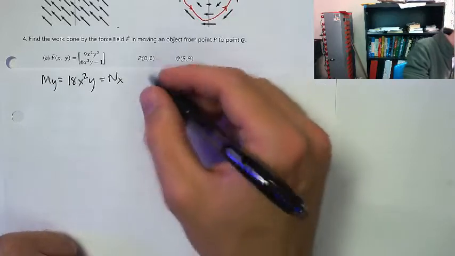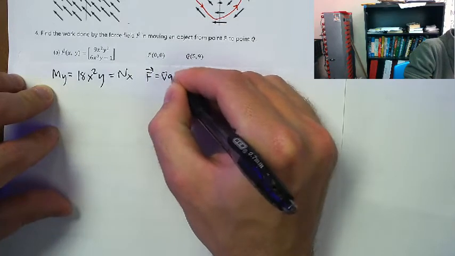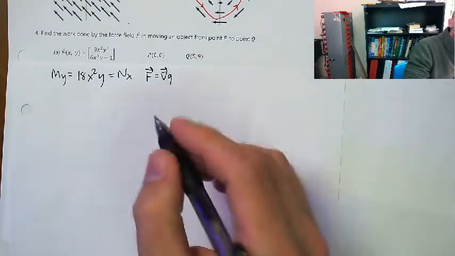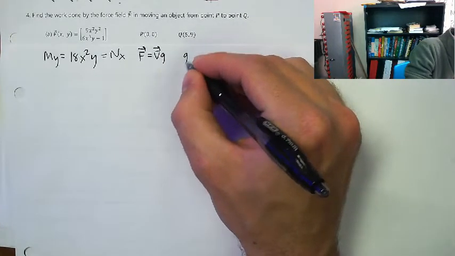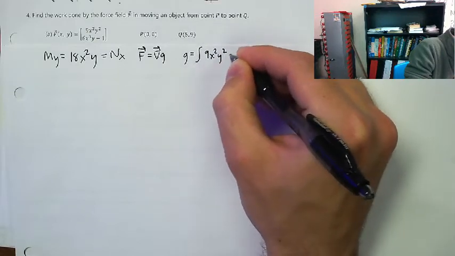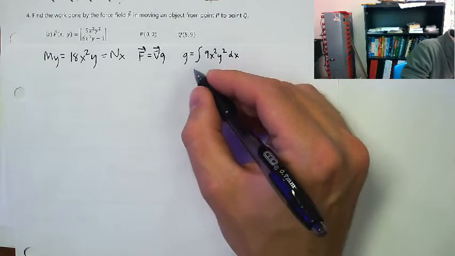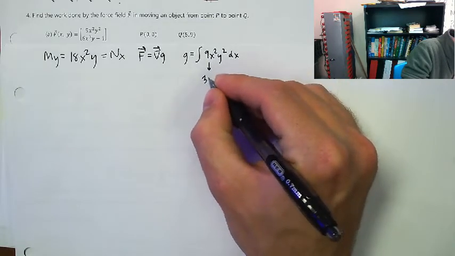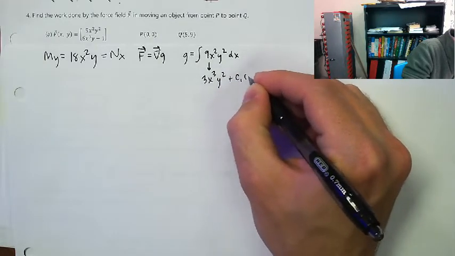Now my job is to find a potential function. So I'm going to say, all right, f is the gradient of function g, which is going to be my potential function, where g is an antiderivative for 9x squared y squared with respect to x. Let's believe that that's going to be, with respect to x, x to the third divided by 3. That would be 3x to the 3, y to the 2, plus some constant function of y.